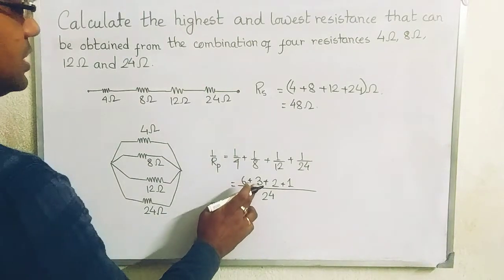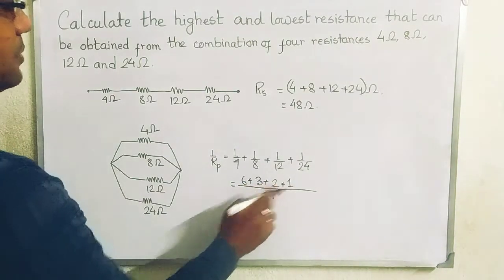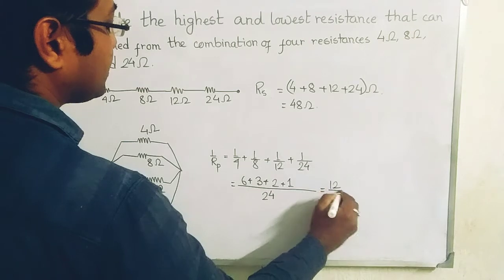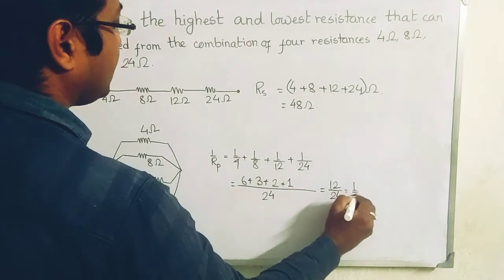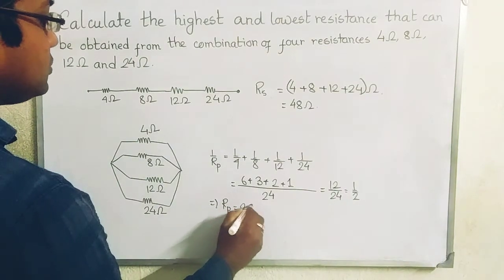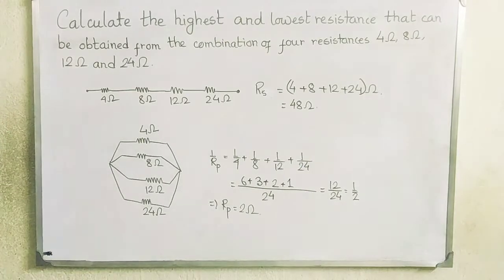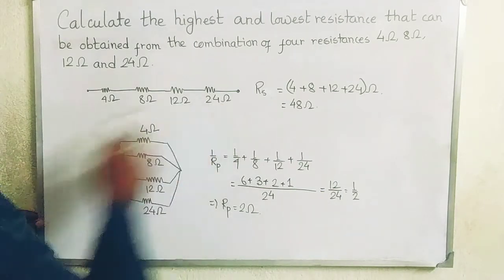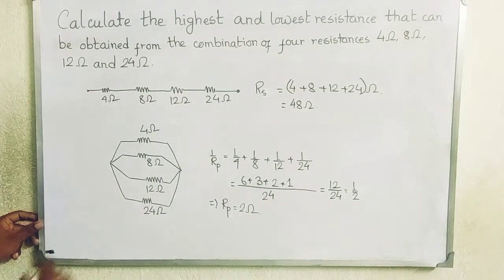So 6 plus 3, 9, 9 plus 2, 11, 11 plus 1, 12. So 12 by 24 and it will be 1 by 2. So RP is 2 ohm. So from here we can see that the highest resistance can be obtained by connecting these 4 in series combination, and lowest resistance can be obtained by connecting these 4 in parallel combination.